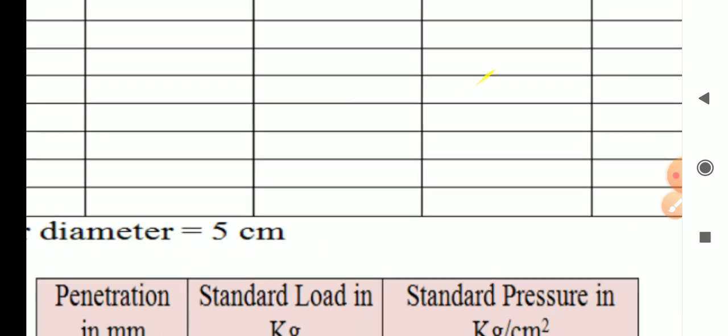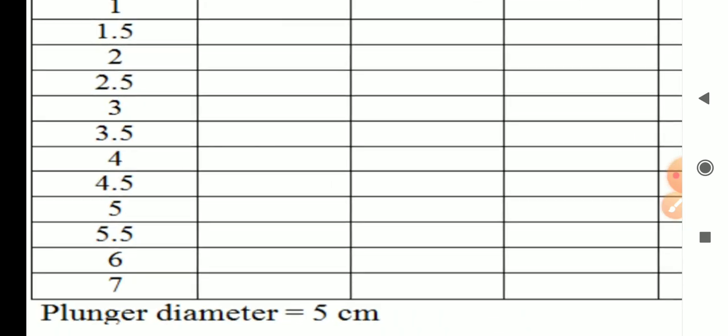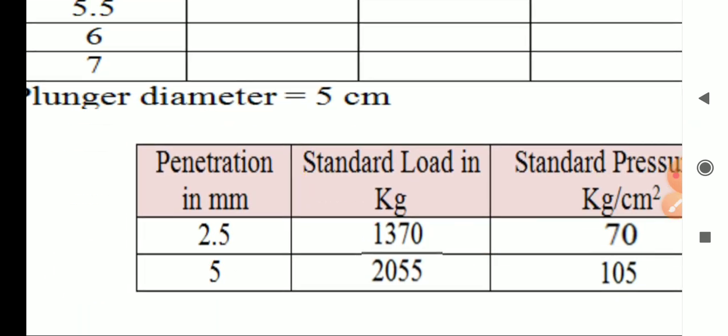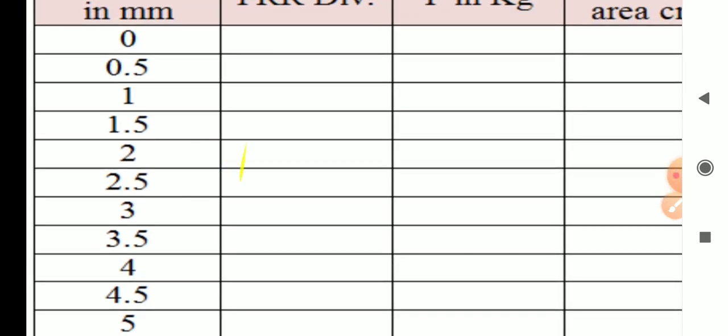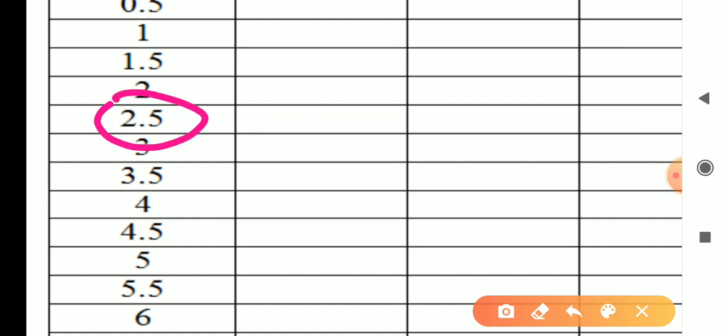So the only thing we have to note down is that we have to remember 2.5 and 5 penetration. For finding CBR percentage, we only take 2.5 penetration and 5 penetration. We don't want other penetration values. The reason is that for 2.5 and 5 penetration we will get more load value or more pressure, but after 5 penetration, it will not take any pressure.